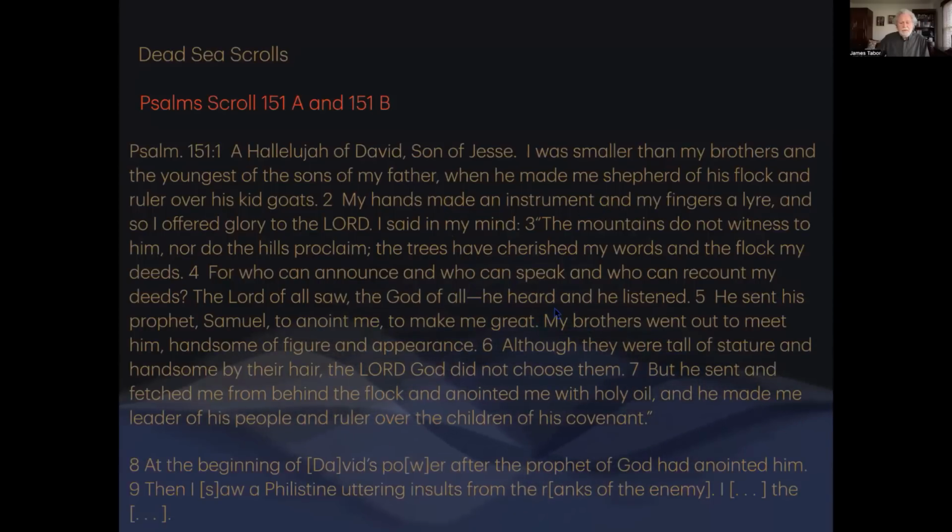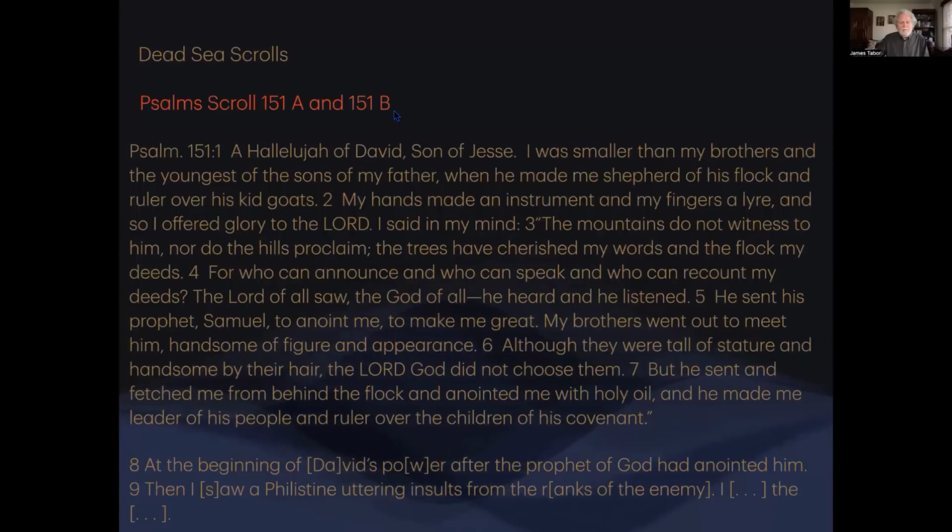But as you go on down, this is not about Goliath. This is about Samuel. The prophet Samuel anointed him and chose him, even though his brothers were handsome and tall and they had beautiful hair. The Lord did not choose them, but he sent and fetched me from behind the flock and anointed me, and so forth, and made him king.